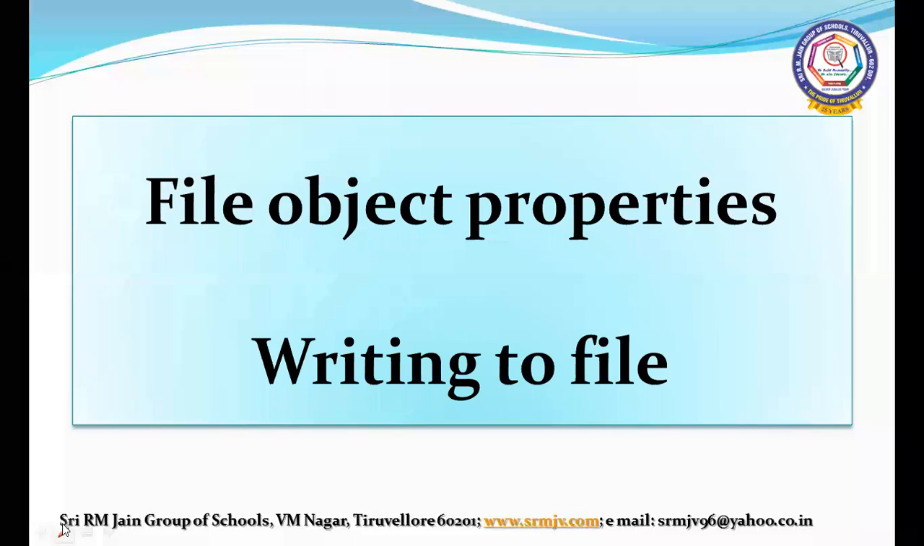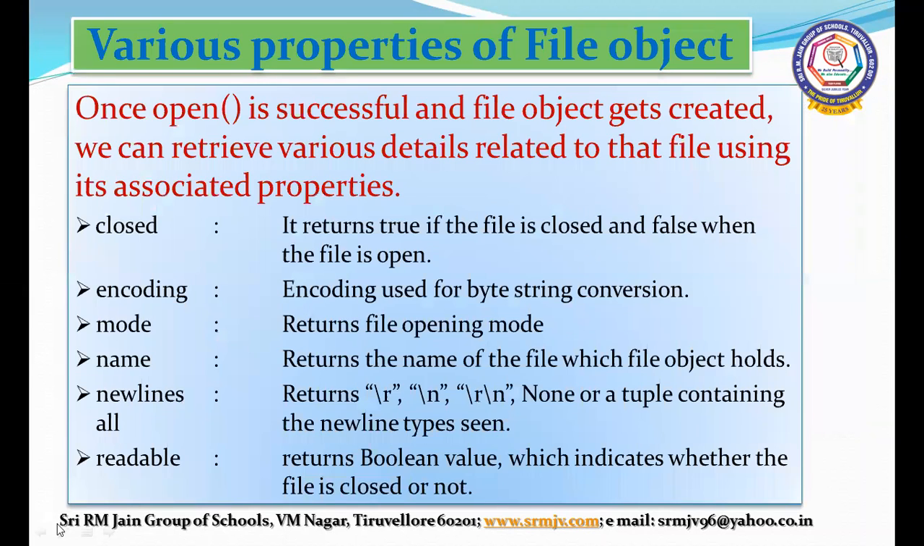Today, in this session, we are going to discuss file object properties and how we are going to write the contents into the file. Various properties of file objects. Once a file is opened successfully, a file object gets created, and we can retrieve various details related to that file using its associated properties. Closed: it returns true if the file is closed, otherwise it returns false.